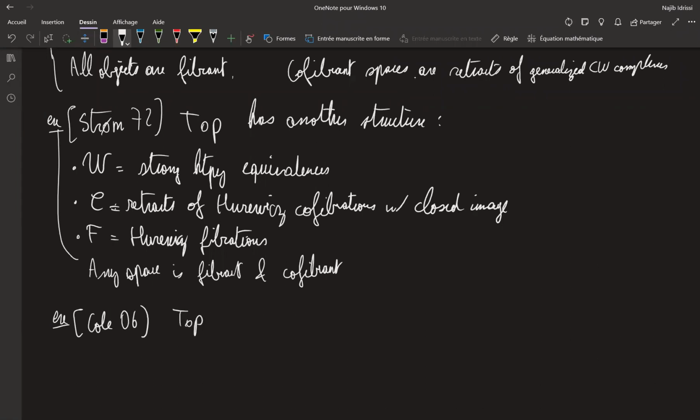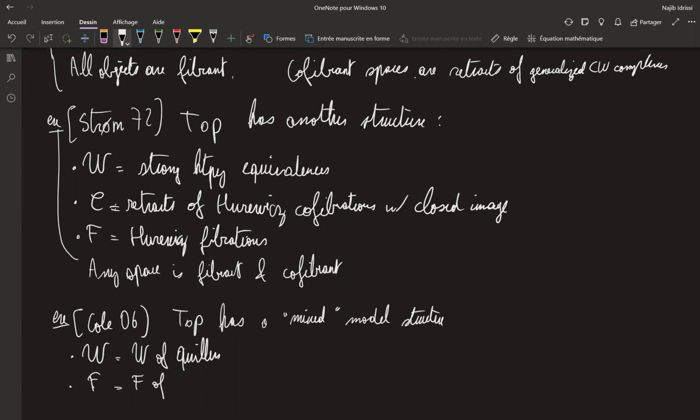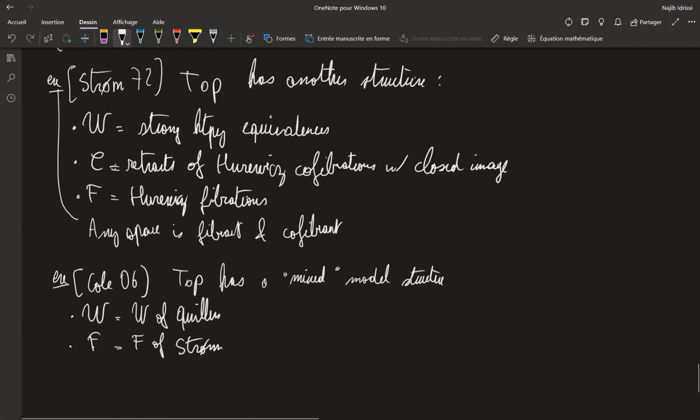Top, again, compactly generated weak Hausdorff, has a mixed model structure where you take for weak equivalences the weak equivalences of Quillen, and for fibrations you take the fibrations of Strom. So you combine the two like this and you get, it is a theorem, it is not obvious that this is a model structure.